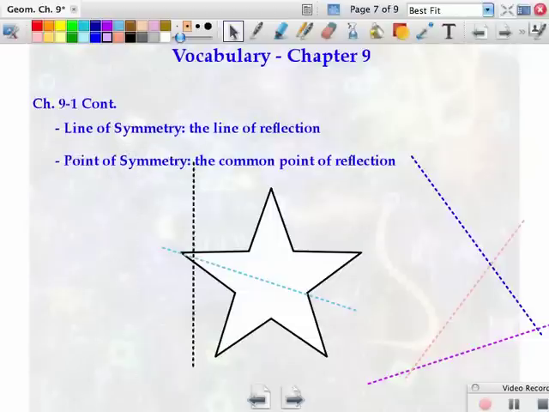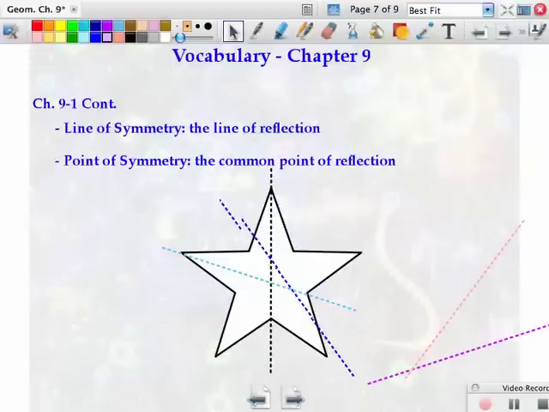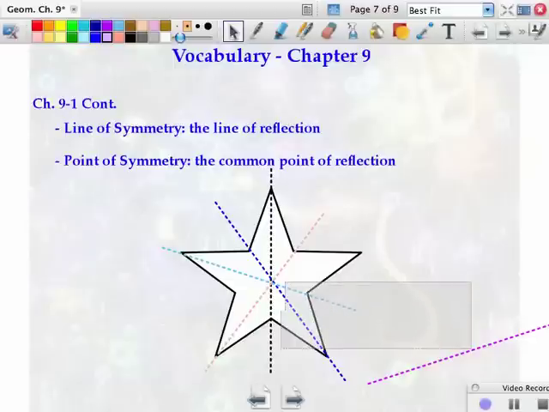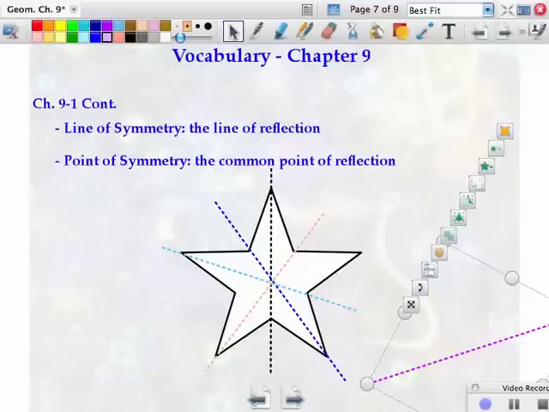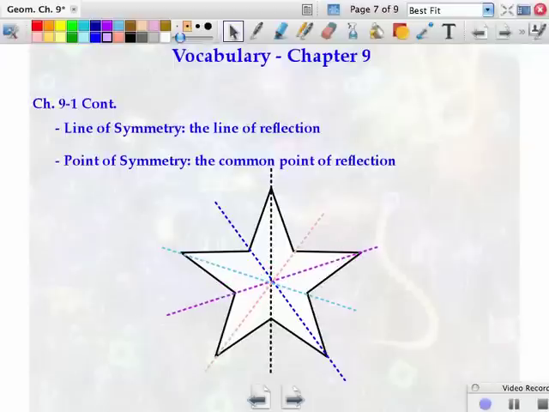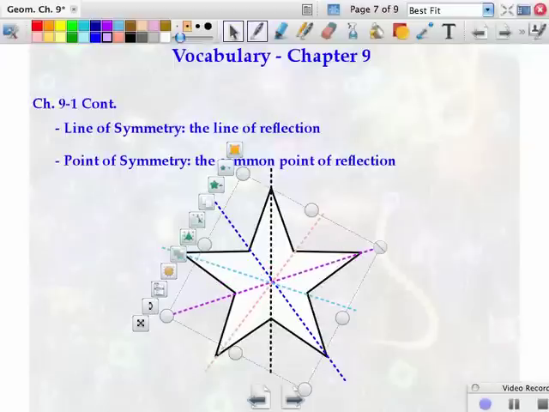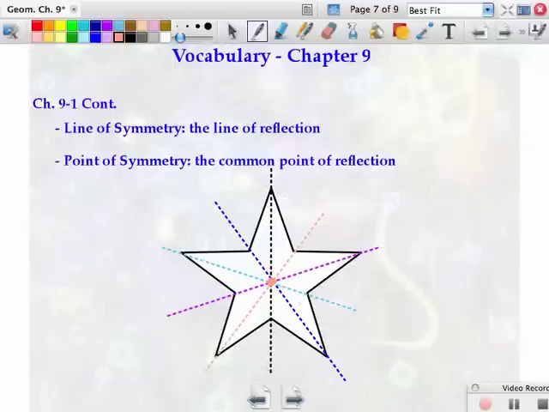So we've got a lot of lines of symmetry, and what ends up happening is when you put all of the lines of symmetry in this figure, wait for it, we end up with a common intersection point. How about that? Isn't that crazy? So there we go. Check it out, man. So we have our point of symmetry right here in the center of the whole thing. And that's our point of symmetry, the common point of reflection.